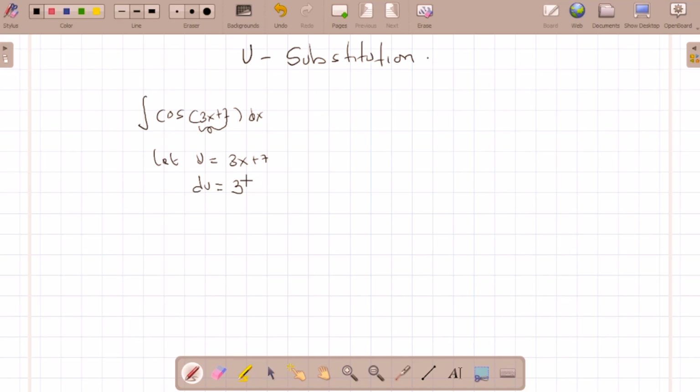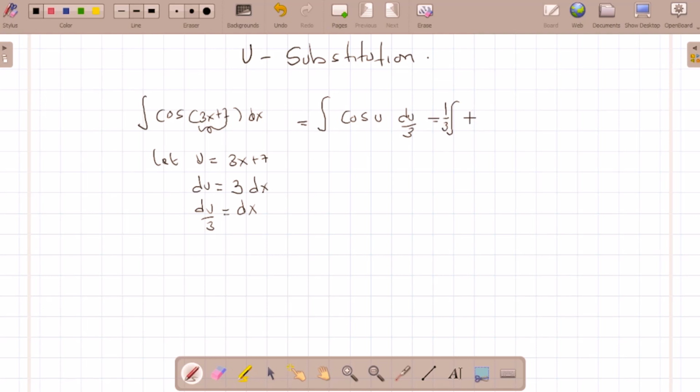Now here we've differentiated with respect to x, so I'm just going to put my dx. So we'll substitute this 3x plus 7 and this dx. So du divided by 3 is going to be equal to dx. So this integral is equal to the integral of cosine of u, where dx is du divided by 3. Now 1 over 3 is a constant, so we can take it out of the integral sign. This should leave us with cosine of u du.